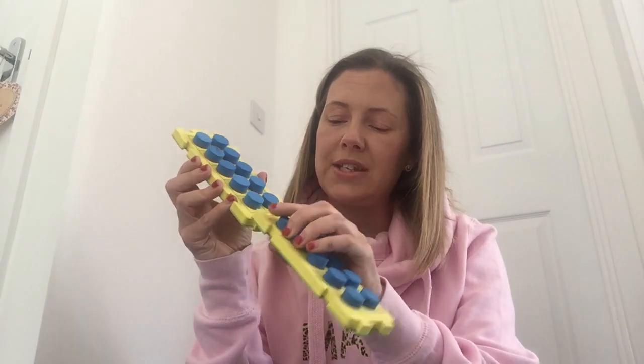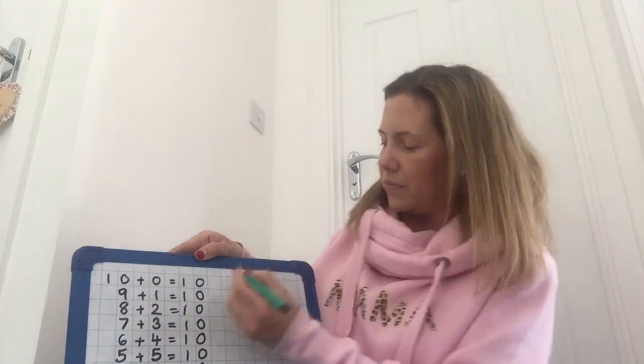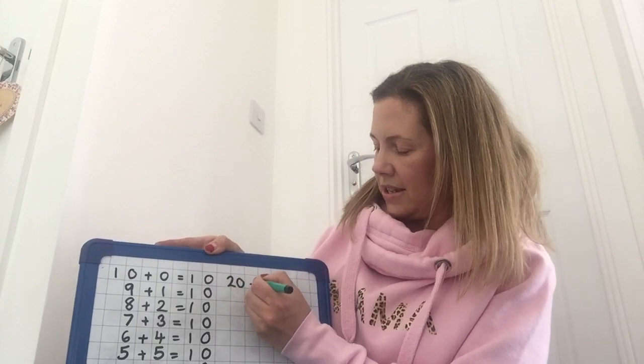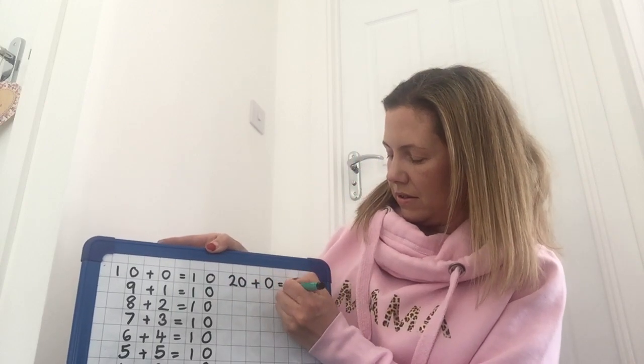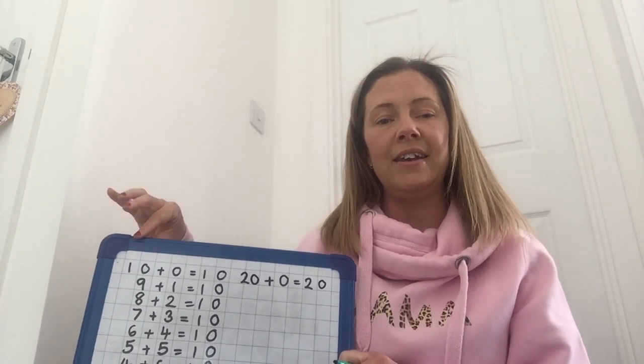Well, we could add another 10 frame, because we know that 10 add 10 makes 20. So we've got our 20 here. So if we knew that 10 add 0 was 10, then we now know that 20 add 0 equals 20. So I'm going to put that on here. Just squash this in, I think, to make it fit. There we go. So 20 add 0 equals 20, because we know that 10 add 0 equals 10. All we've done is added another 10 onto our 10 frame.